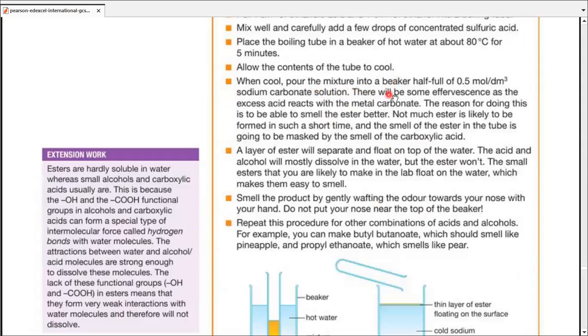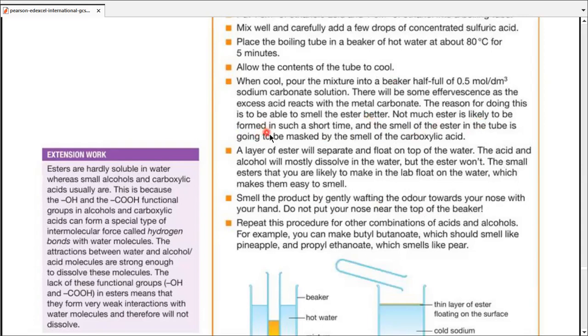When they cool, pour the mixture into a beaker half full of 0.5 mole per decimeter cubed sodium carbonate. There would be some effervescence as excess acid reacts with the metal carbonate. The reason for doing this is to be able to smell the ester better. Remember, if there is some acid with the ester, you won't be able to smell the ester better. That's why we use the carbonate. The carbonate reacts with the excess of acid, leaving just the ester, which can easily be smelled then.